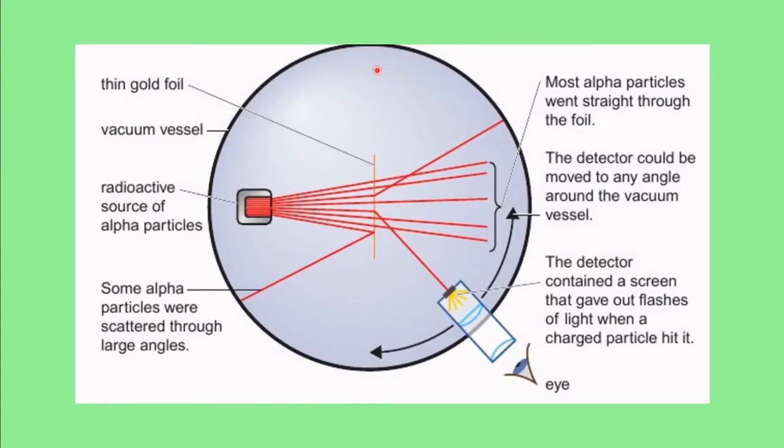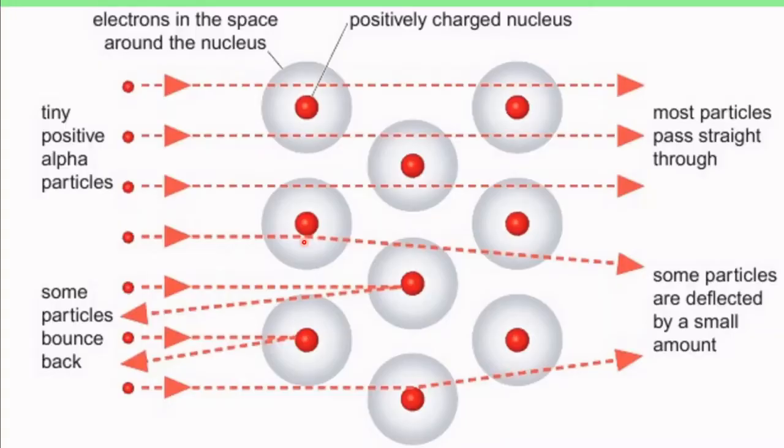Rutherford then came along with this. This is called the Rutherford gold foil experiment. He fired a radioactive source of alpha particles at a thin layer of gold foil, and he wanted to see where those alpha particles would then end up. He could move this detector around the circle and he could see where those alpha particles ended up. And this is what he ended up seeing.